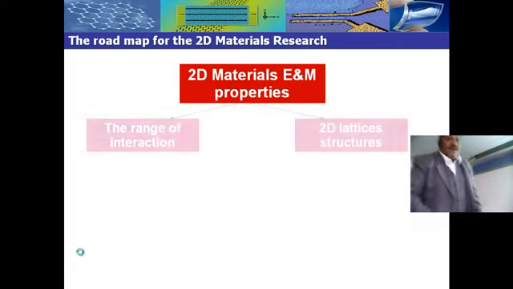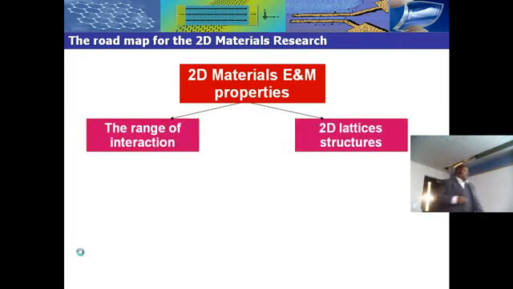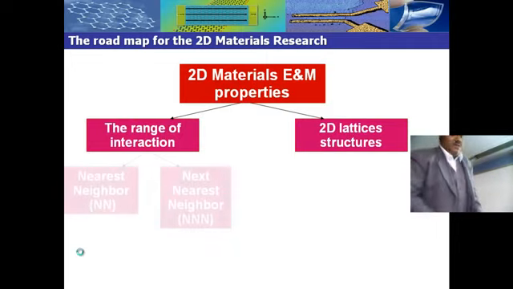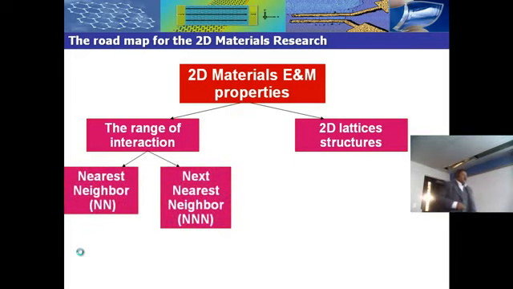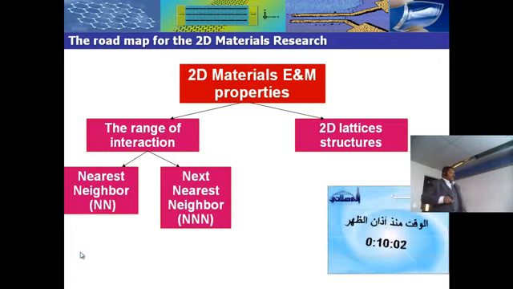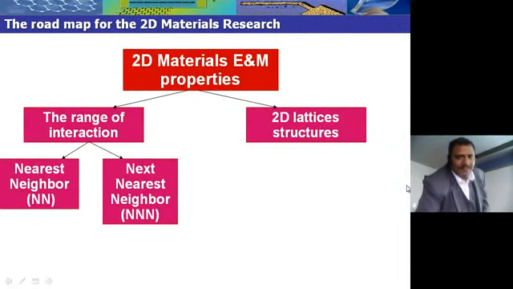The properties have two main factors, so we'll study first the effect of the range of interaction and the two-dimensional lattice structure on the electronic and magnetic properties of two-dimensional material. In range of interaction, we have two ranges: nearest neighbor range and next nearest neighbor range. In the first part of our research, we fix only the nearest neighbor, and after we finish, we will apply the next nearest neighbor.